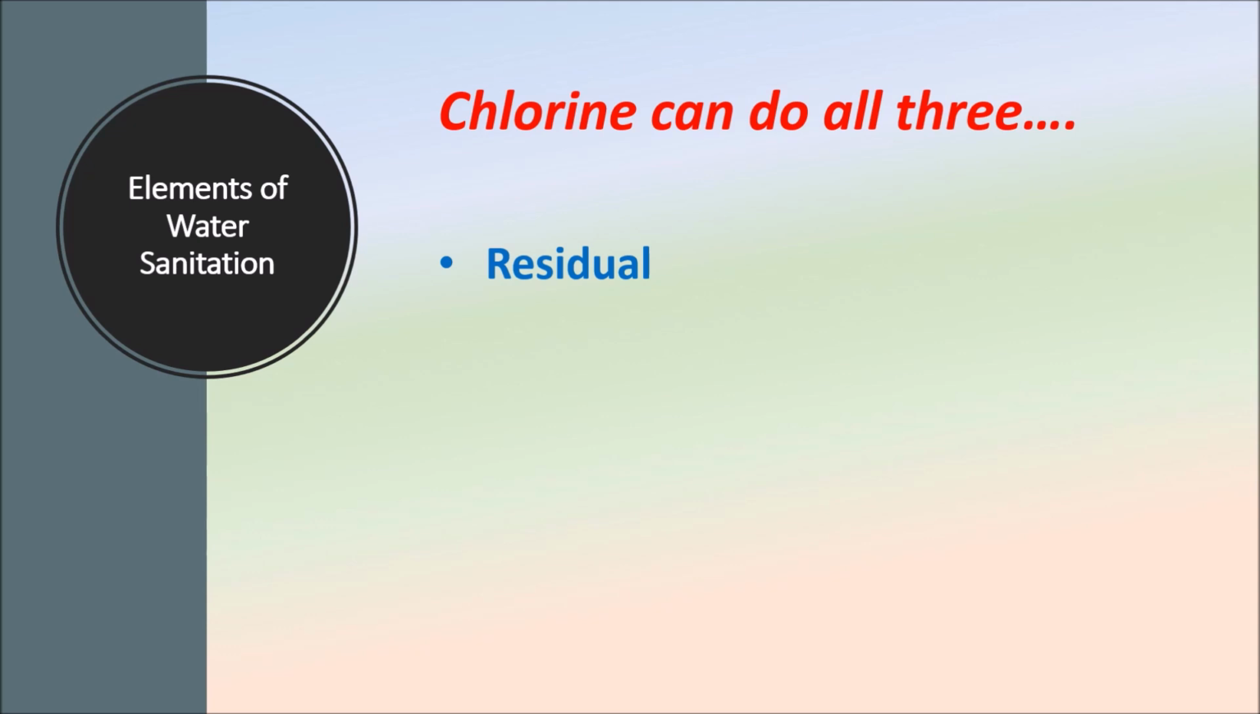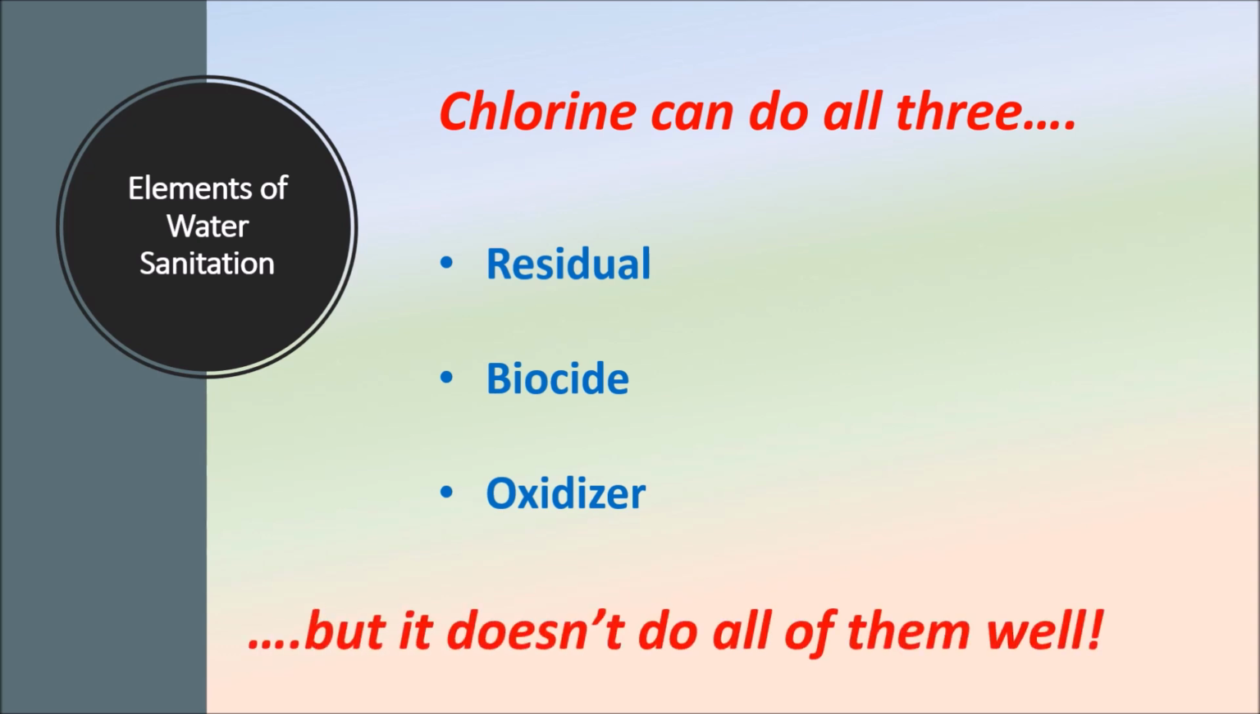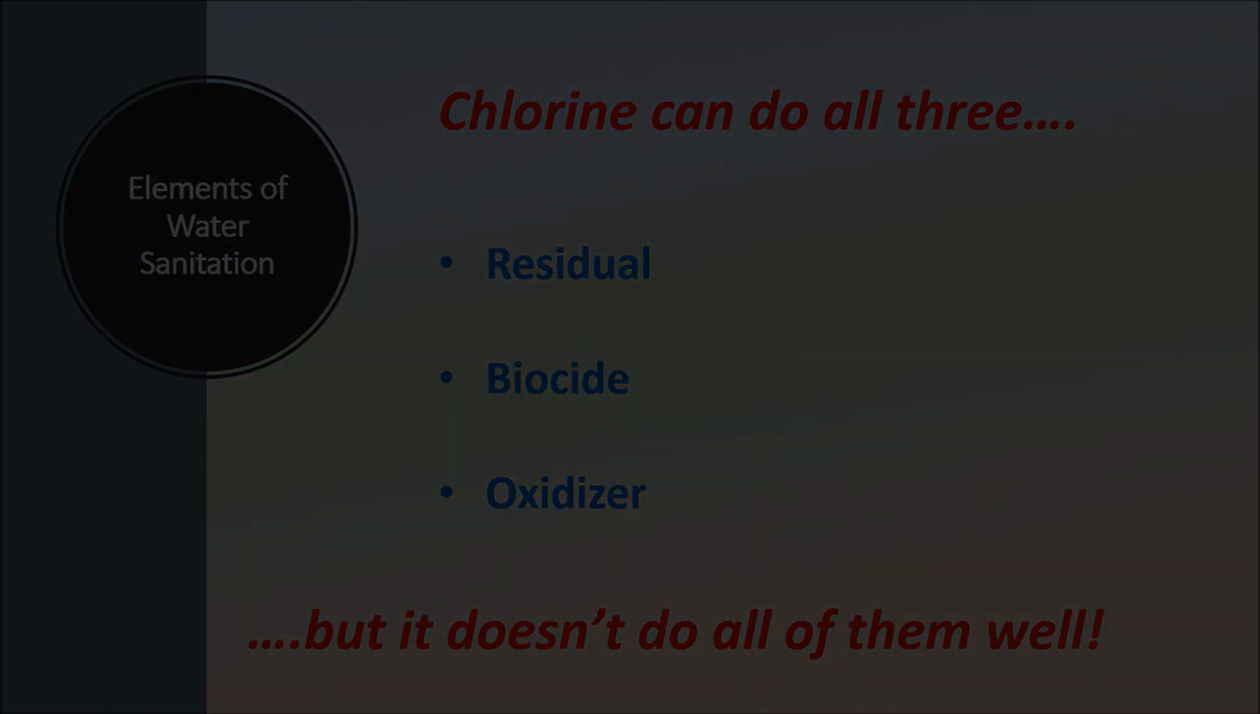Likewise, chlorine most definitely is certified by the National Sanitation Foundation as meeting its own requirements of NSF/ANSI Standard 50 for recreational water facilities as they apply to being both a biocide and an oxidizer. However, as we'll see in just a minute, it doesn't do all of them as well as it would need to in order to be the ideal and single choice for water sanitation. Let's take a look at why that is.